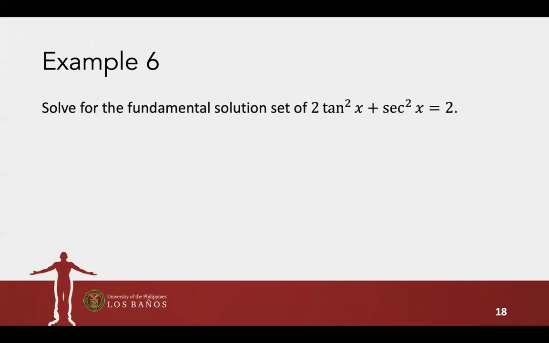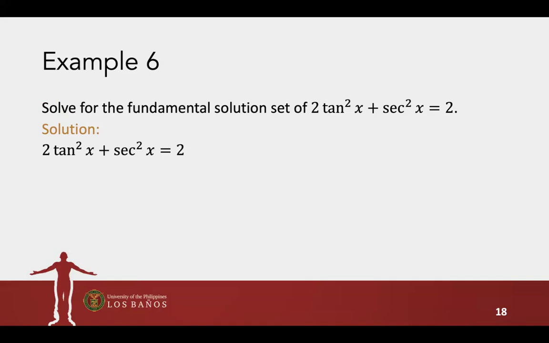Okay, let's proceed to example 6. Solve for the fundamental solution set of 2 tangent squared x plus secant squared x equals 2. So here we have, again, two different trigonometric functions involved. We have tangent and secant. So in order to solve this, we have to either change your tangent into secant or your secant into tangent.